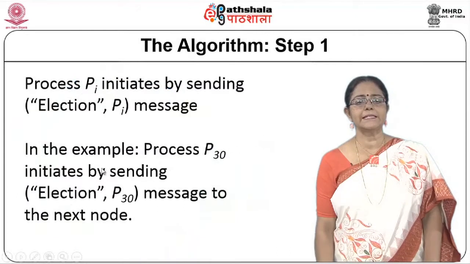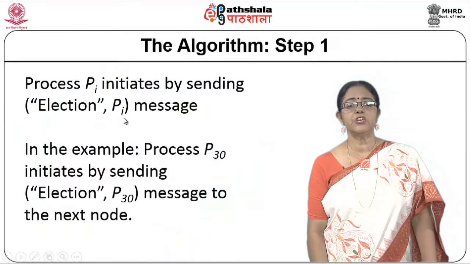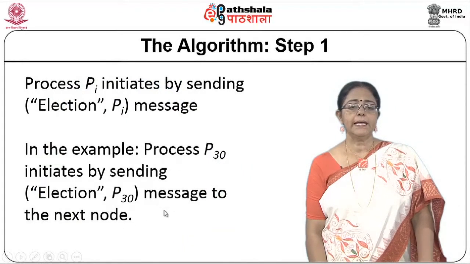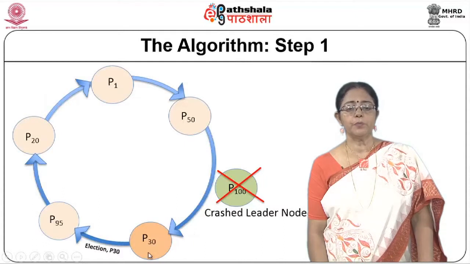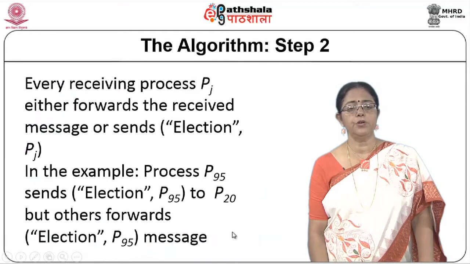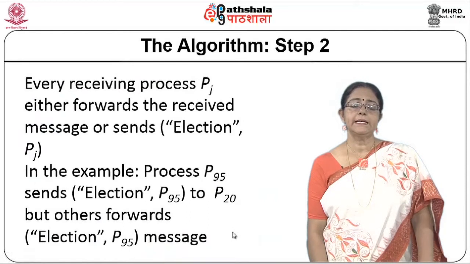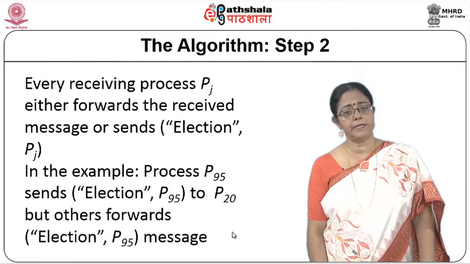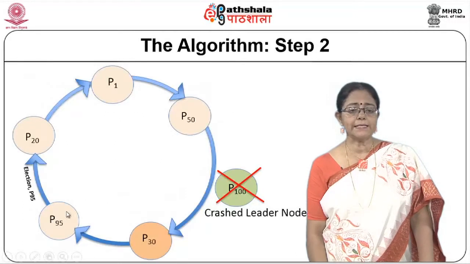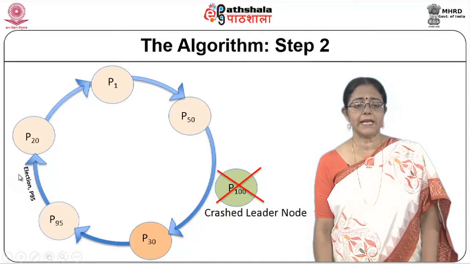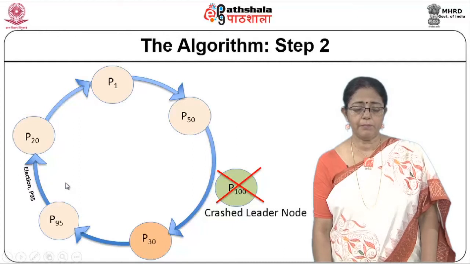According to step 1, we are supposed to initiate by saying election comma pi. In our example, we say election comma p30. So, p30 sends a message election comma p30 to the next node. Step 2 says pj will receive the message, and if pj's id is greater than the sender, then pj will change the id. So, in this case p95's id is bigger, and the message is changed by p95 saying election comma p95.